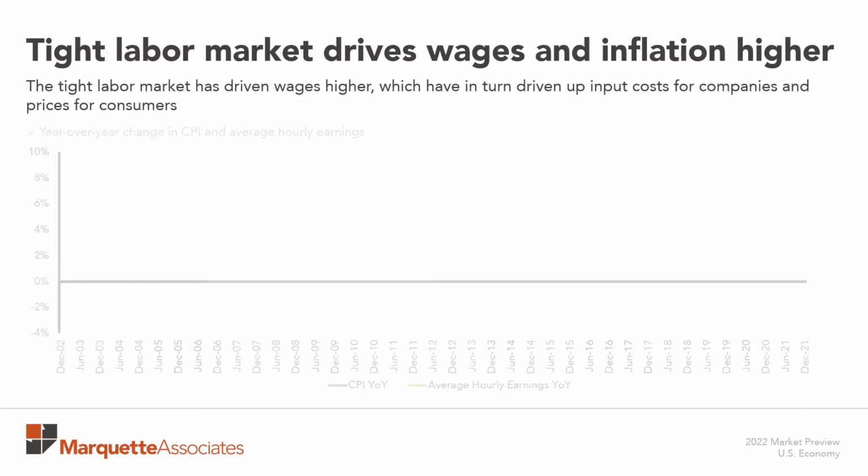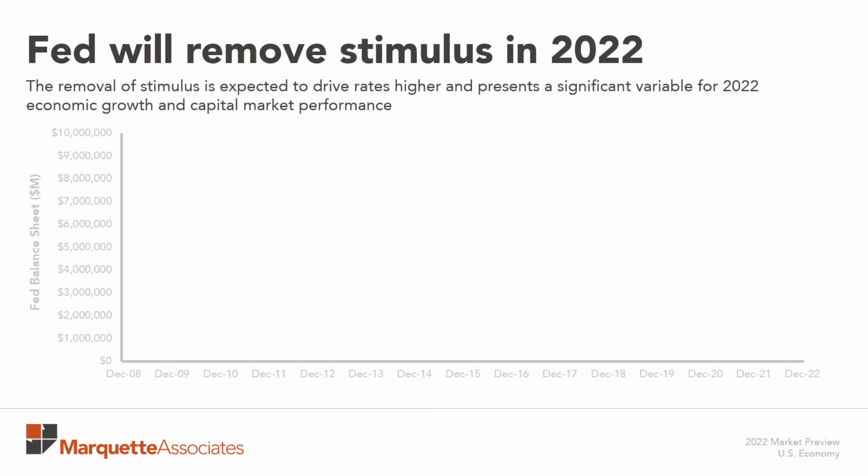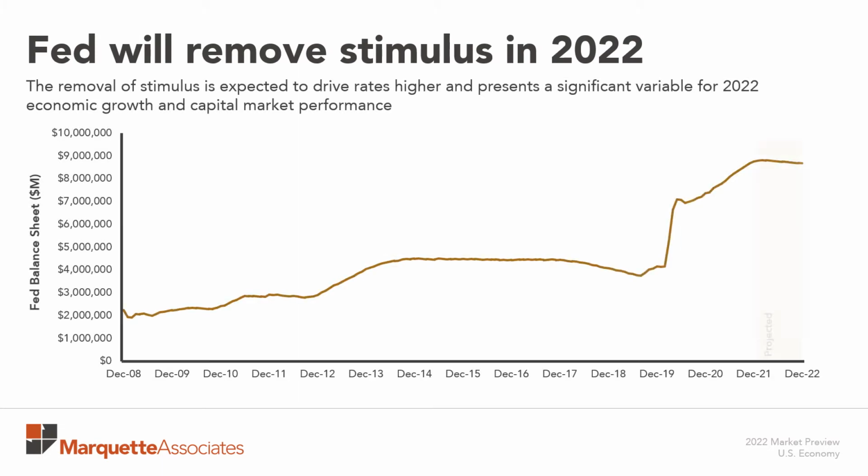The unemployment rate in the United States is hovering around 4%, very close to full employment. But with the ongoing labor shortage, employment and recruitment are increasingly difficult, putting upward pressure on wages. This upward pressure has driven up input costs for companies and has ultimately driven up prices for consumers. With an aging population and ongoing concerns over the pandemic, we will likely see labor shortages and a tight labor market persist into 2022.